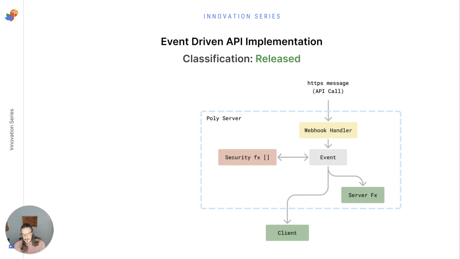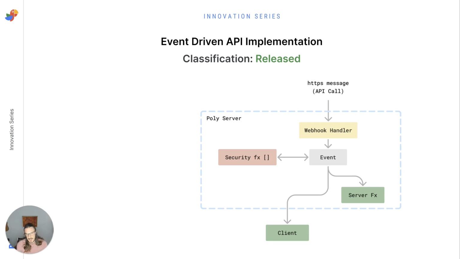That webhook event is going to go through a set of security functions. Those security functions are there to make sure that the message has been checked and processed before it's acted upon. So you can think of those as kind of like gateway policies in a traditional API gateway, or as authorizer functions in AWS Lambda.